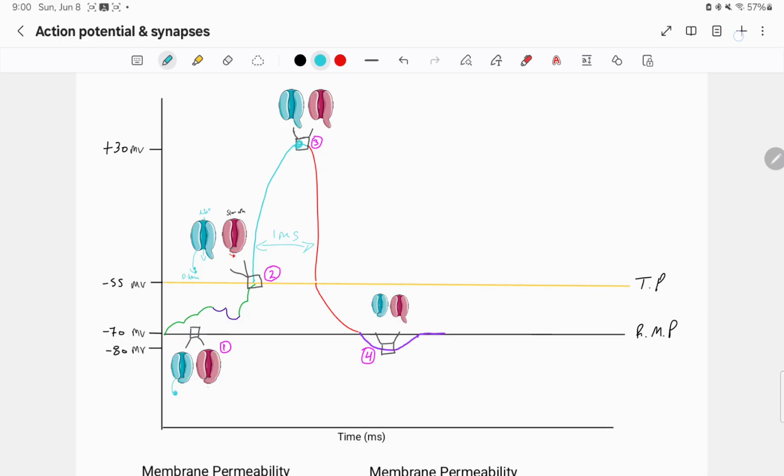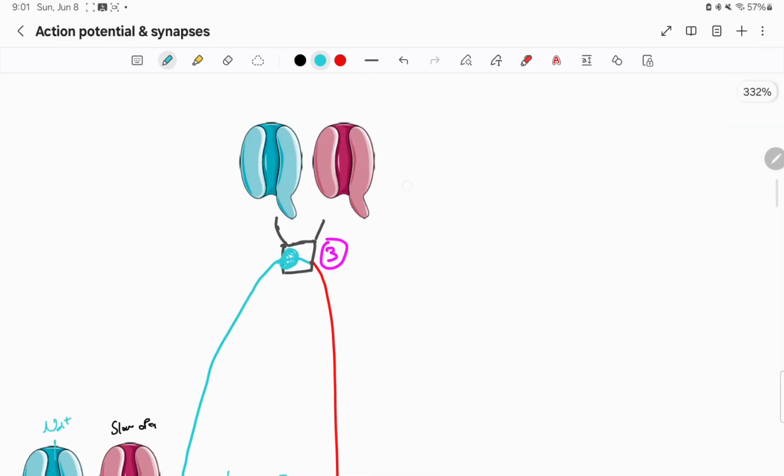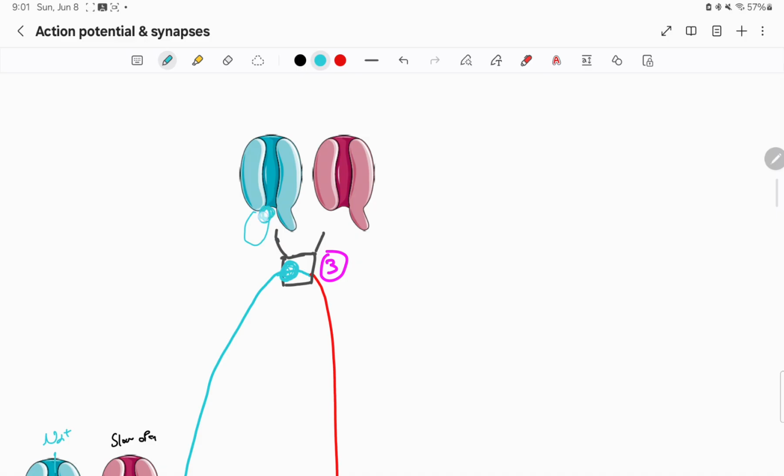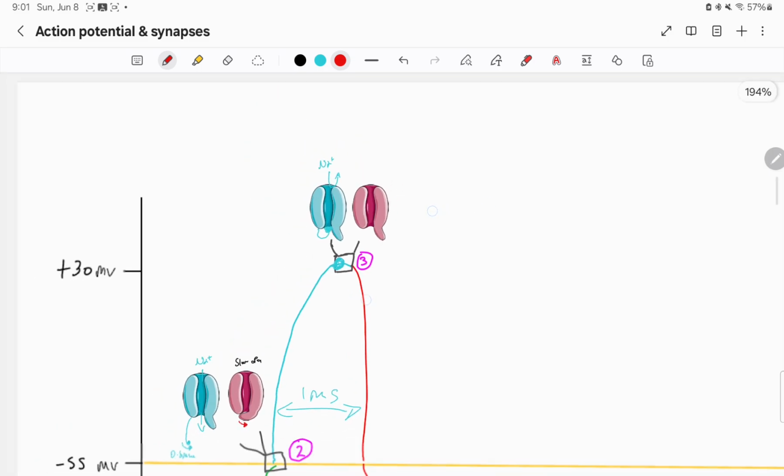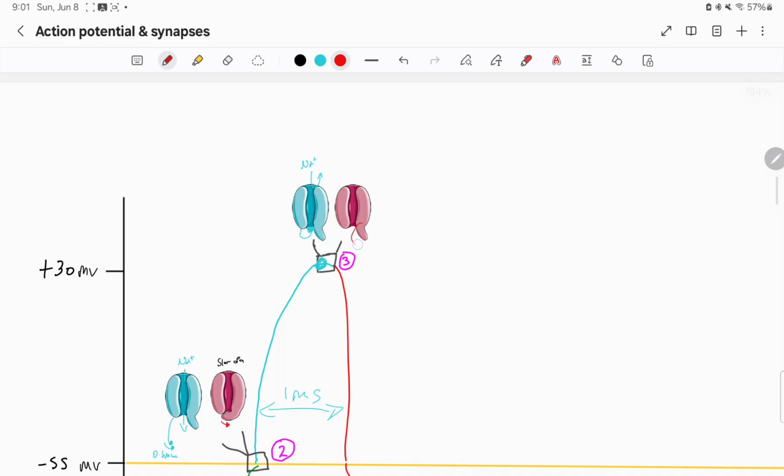So at this halfway point, what do you notice? You can notice that this inactivation gate closes. Let's draw it a little bit better. This inactivation gate is closed at this halfway point, guys. And that's why sodium can't come in anymore. Because watch, here's that sodium, it tries to come in, but it can't. And you also notice that the activation gate is still open, but the inactivation gate is the one that's closed now.